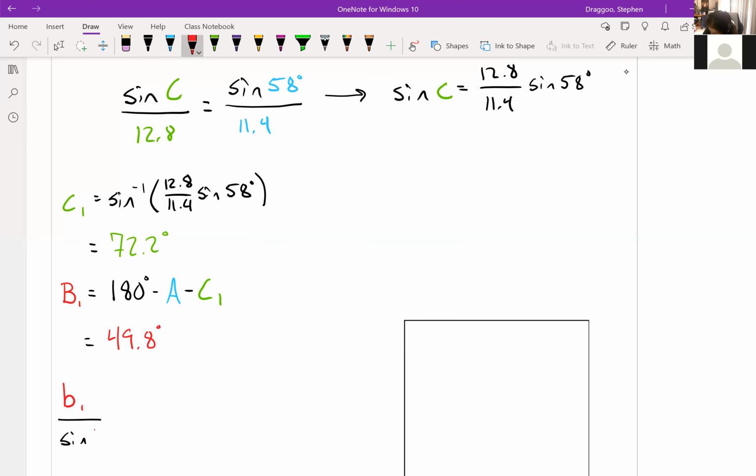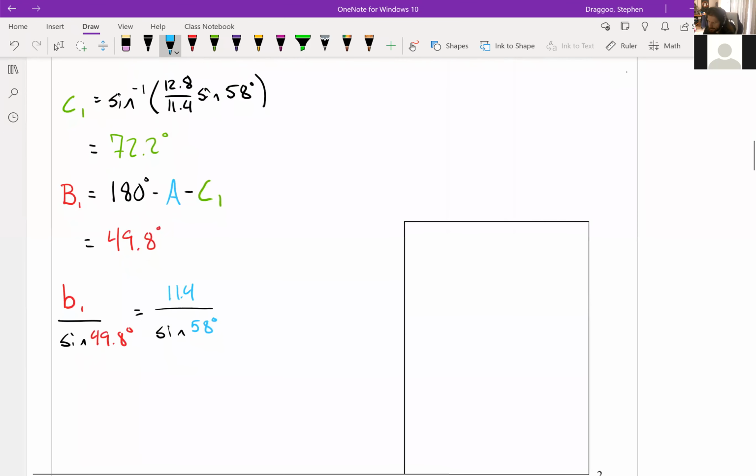So B over 49.8 is equal to A over sine A. So 11.4 divided by the sine of 58 degrees. And here I'll just come back to the given information, because my answer will be more accurate, and if there were any mistakes there, they aren't going to carry through since I'm coming back to the given information.